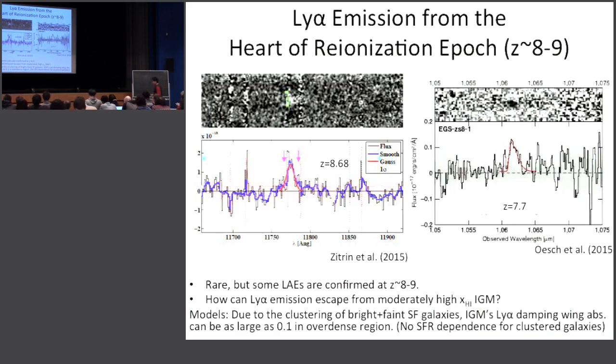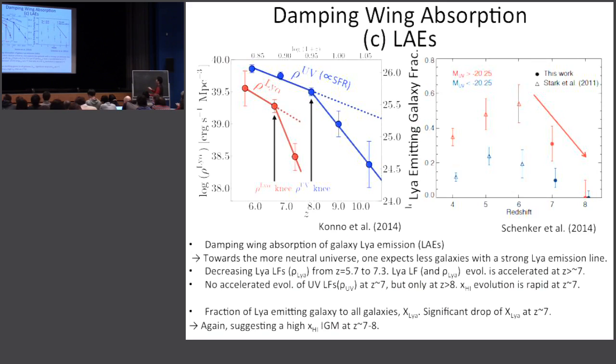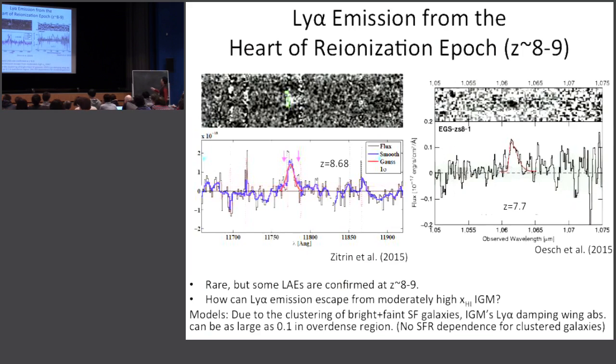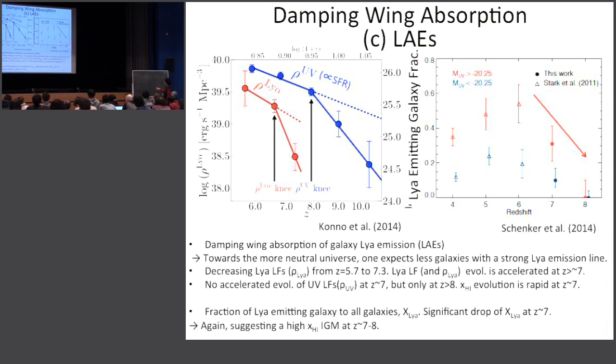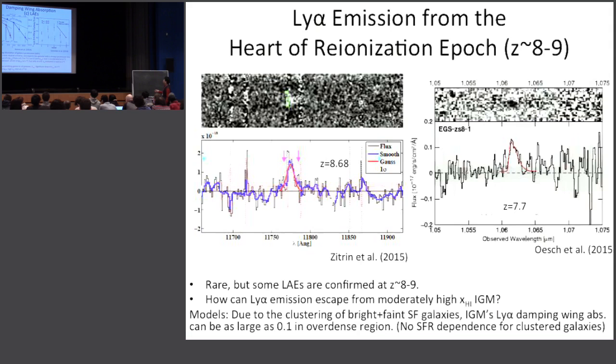And then you may worry that, well, you said not many Lyman-alpha emitters should be found because their Lyman-alpha emission lines are absorbed by the neutral IGM. Why do you have the Lyman-alpha emission lines at redshift, say, 7.7 or 8.7? Yes, it is a very difficult question. However, as you can see, there's a strong drop in the Lyman-alpha emitting galaxy fraction. So these populations are quite special objects.